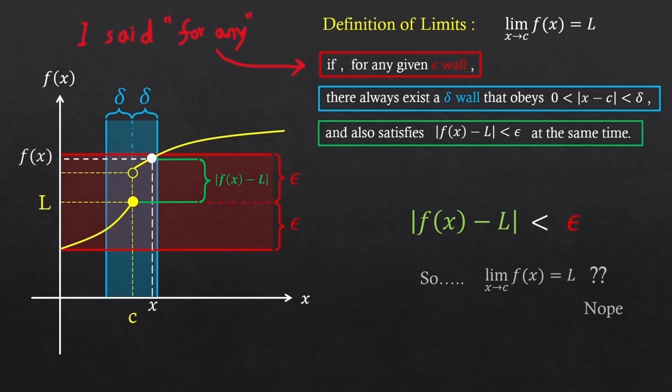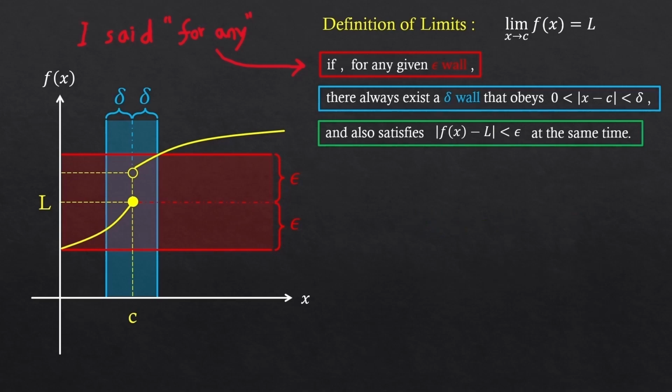Nope. I said for any epsilon wall, we should be able to come up with a delta wall that can satisfy the inequality. Yes, I'm gonna keep trying to refute this statement as much as possible. That's what the mathematician's mindset should be, you know? We have to be as picky as possible by trying to find a loophole.